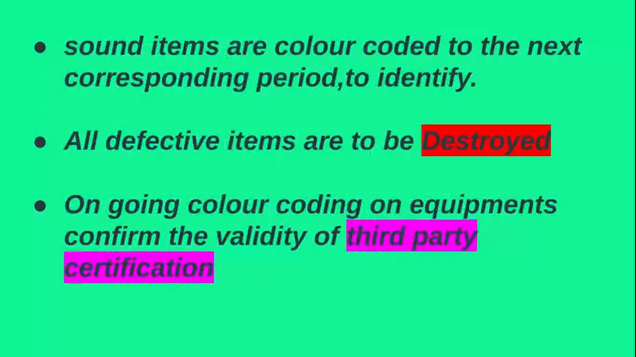Ongoing color coding on equipment confirms the validity of the third party certification. If the color code is visible and appears to be the current color, you can confirm once more the validity of the third party certification. Every company has third party certification for lifting equipment, so we can check and inspect before any lifting operation.